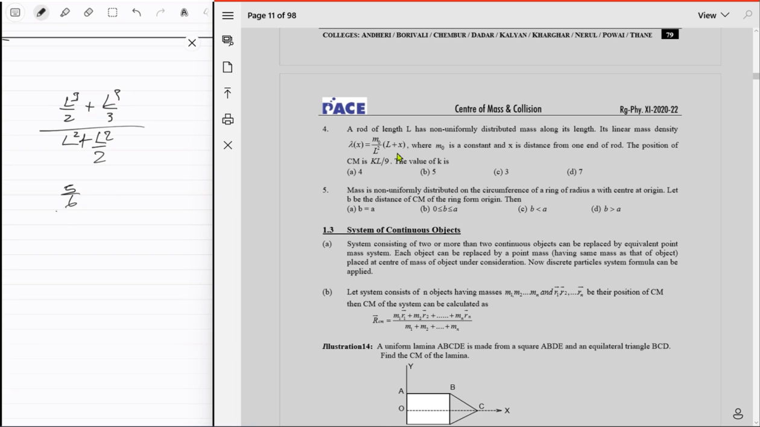5 upon 6 upon 3 upon 2, right? Which is 5 upon 9. It's like 5 upon 9 L. That's the position. So K is just 5. Next question.